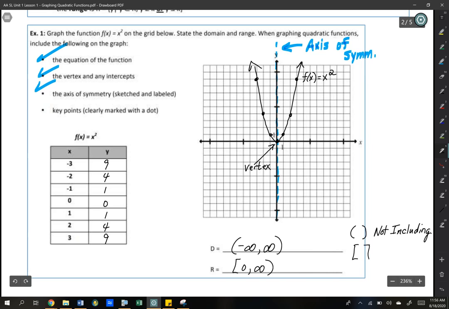And brackets are including. Now, whenever you have positive or negative infinity, you're always going to use the parentheses around it. Okay, let's keep going.